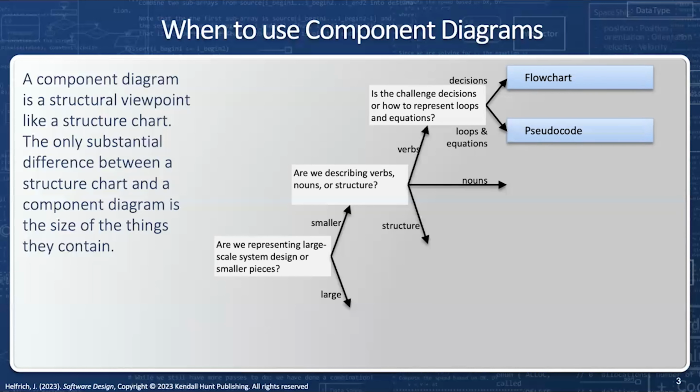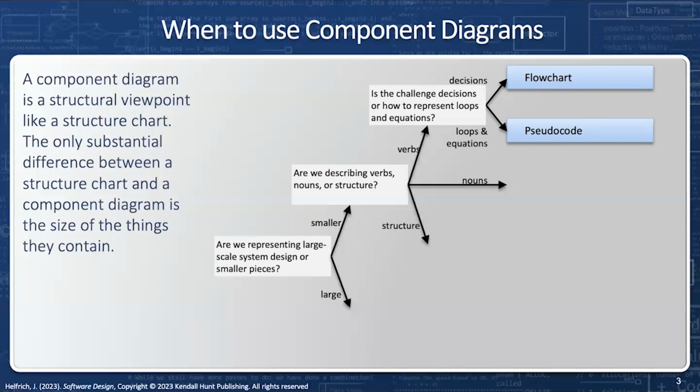There we have pseudocode. Now, just like flowcharts, pseudocode is best for small scale pieces of verbs, namely algorithms, but it optimizes on loops and equations. Now, let's go back up to our second question. Are we describing verbs, nouns, or structure?